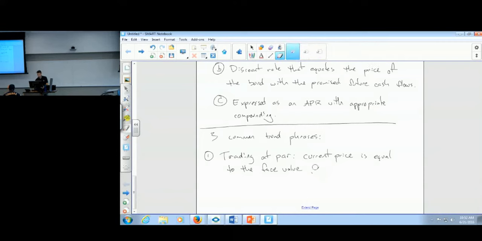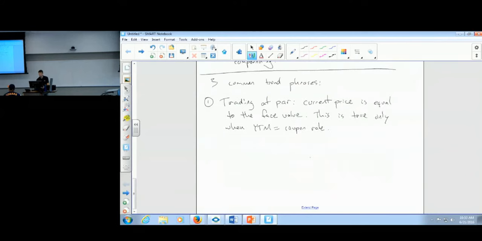so let's be more specific, a bond will trade at par only when the yield to maturity is equal to the coupon rate. That will make more sense as we start looking at some examples, but this relationship will be helpful to have in your notes and go back and look at.